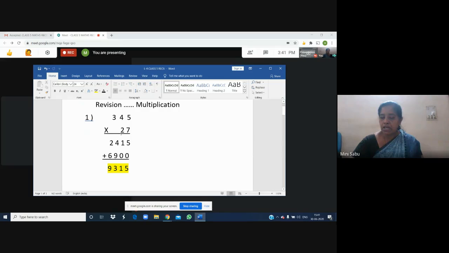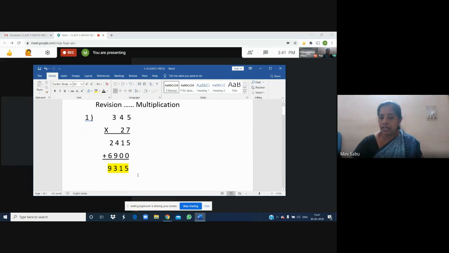So we are multiplying by a 2-digit number, so 2 steps are over. Now we will do addition. Okay, children. 5 plus 0 is 5. 1 plus 0 is 1. 9 plus 4 is 13. And here one carryover is there. That also we do not write. Okay, 6 plus 2, 8 plus 1, 9. So our answer is this.